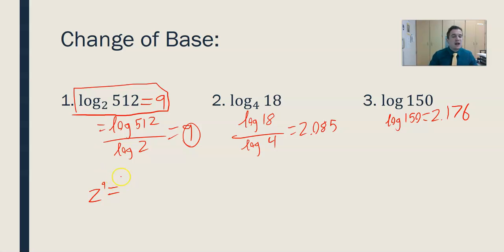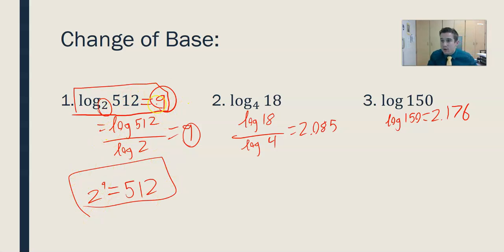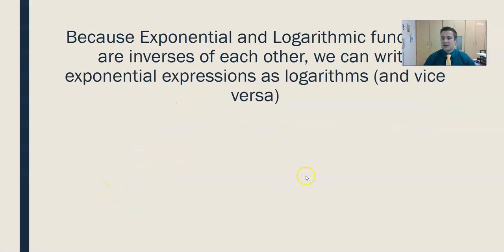You notice here, 2 to the 9th power is 512. So basically, what a logarithm is doing is saying, if I have the base of an exponential function that's 2, and the answer is 512, what exponent do I need to put on 2 to get 512? That's what a logarithm is doing. So log base 2 of 512 equals 9 can be rewritten as 2 to the 9th power is equal to 512. And that's what we're going to be talking about next.